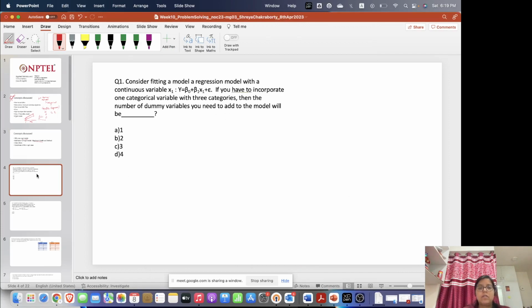All right. So this is the first question. We consider fitting a regression model with a continuous variable x1. Y is also continuous. If nothing is mentioned and the linear form is given, it is safe to assume that y is also a continuous variable. X1 is also a continuous regressor. Now if you have to incorporate one categorical variable with three categories, how many dummy variables do you need to add to the model? So we already have this thing.